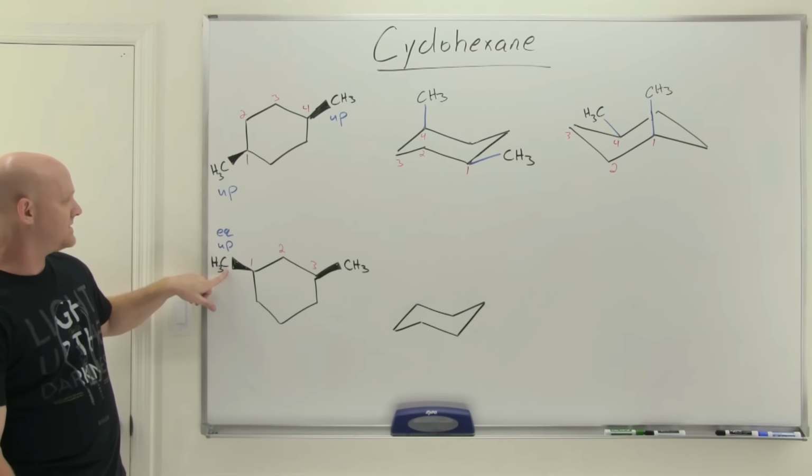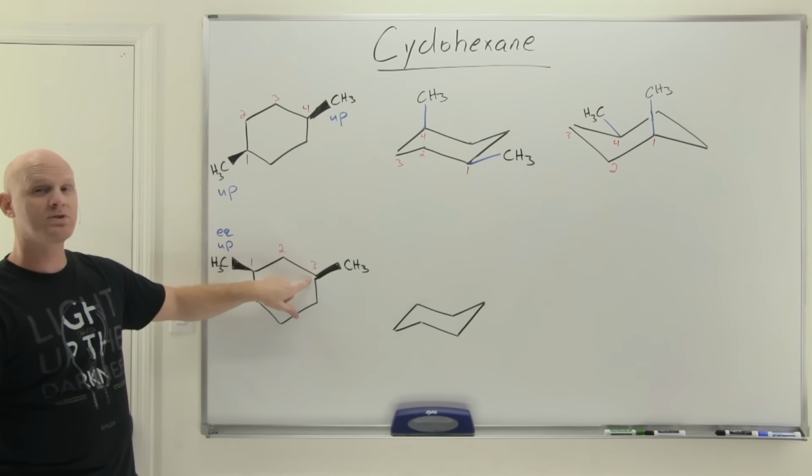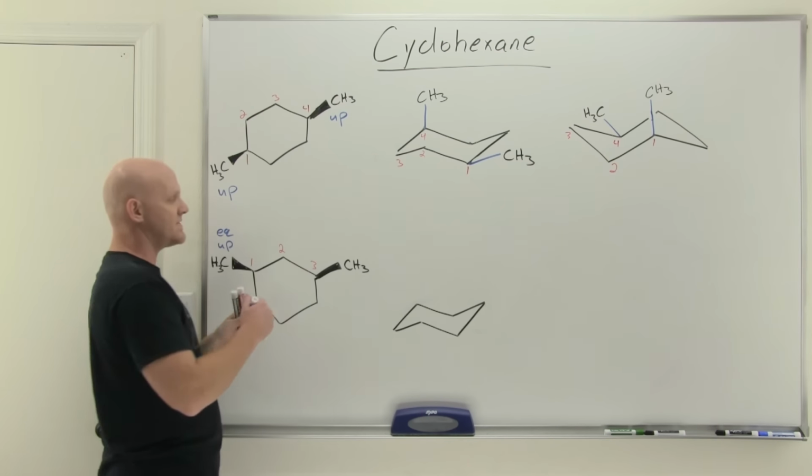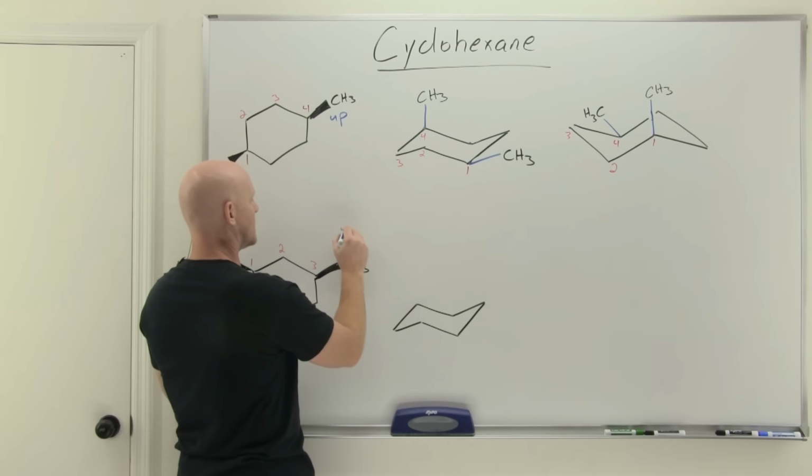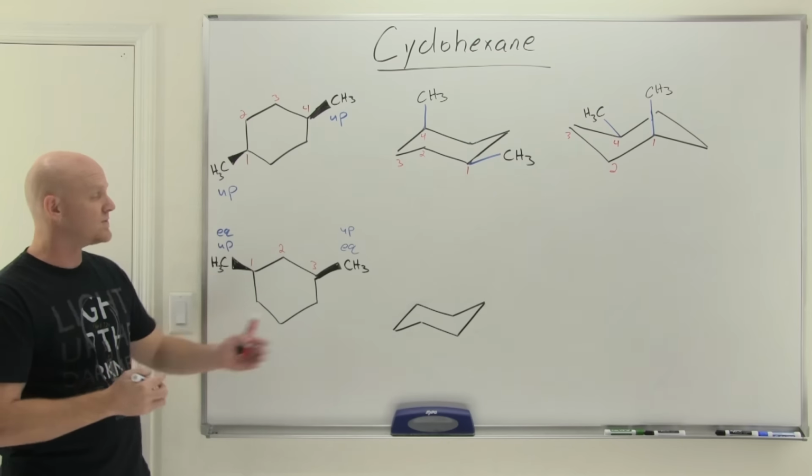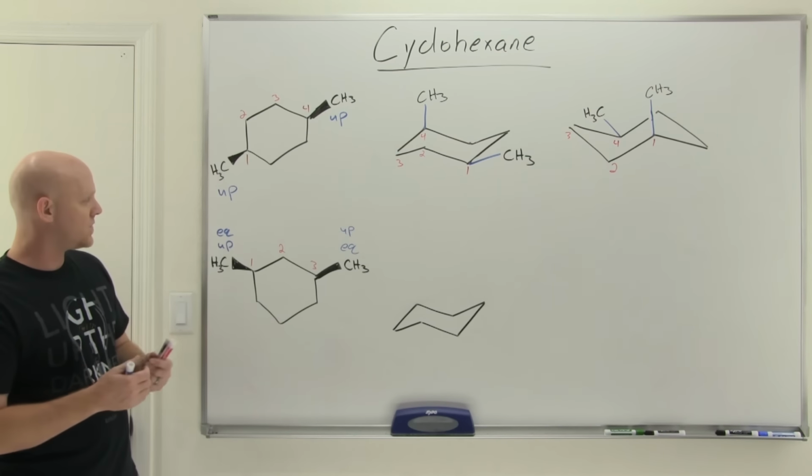So this one, again, up is equatorial, down is equatorial, up is equatorial, which means that methyl group right there is going to get to be equatorial as well. So we can predict it without even drawing the chair necessarily. Well, let's go work that out.